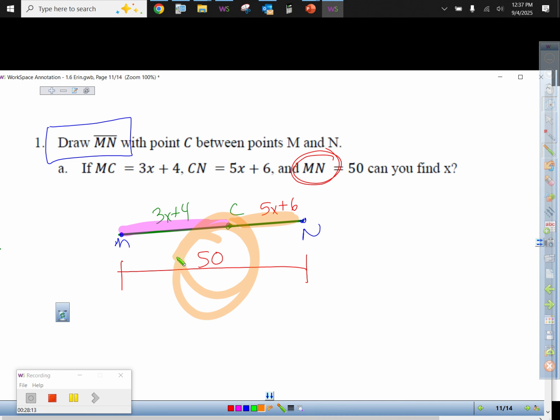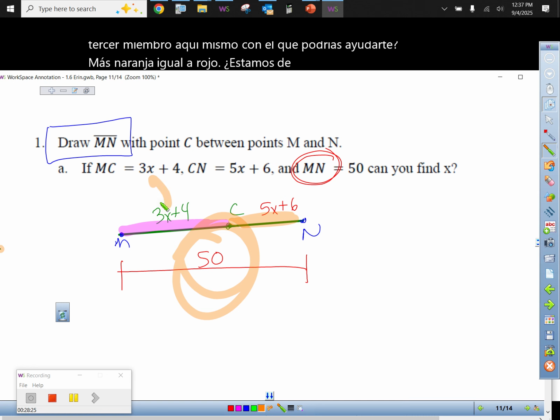Pink plus orange equal red. Are we okay with that? So let's do pink plus orange. 3x, 5x, 8x. 4 plus 6 is 10, and that's got to add up to be 50. And I'll let you solve that for x.